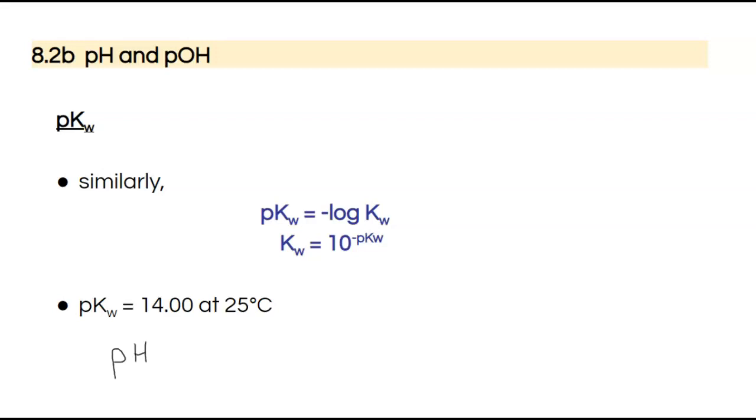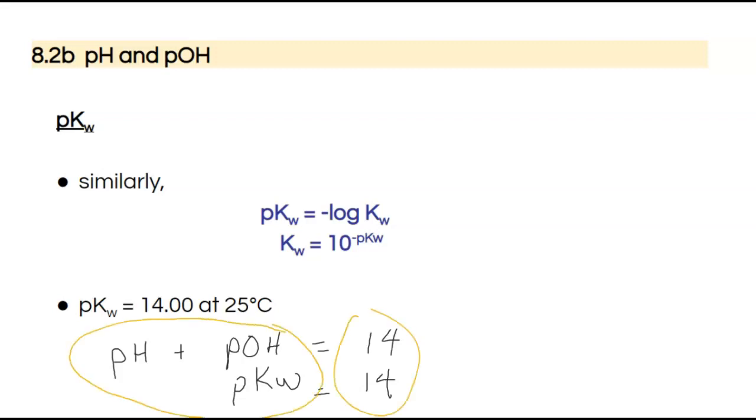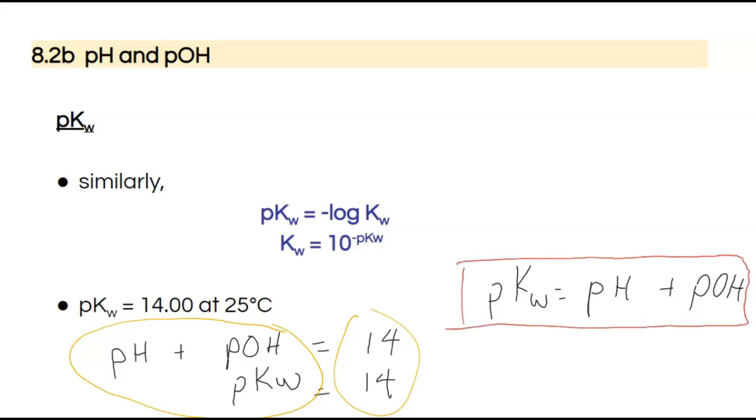So that allows us to create another formula. I know, first of all, that pH plus pOH is equal to 14, and I know that pKw is also equal to 14. So I know that 14 is equal to 14, and that allows me to say that therefore pH plus pOH must be equal to pKw. So that's another formula that may come in handy: pKw is equal to pH plus pOH. That becomes more relevant when we start to talk about buffers, which we'll hopefully get to at the end of this unit.